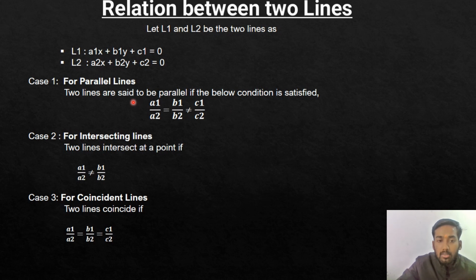For parallel lines, if two lines satisfy this condition, then we can say the lines are parallel. If they satisfy this condition, a1/a2 is not equal to b1/b2, then we can say they are intersecting at one particular point. And if a1/a2, b1/b2 and c1/c2 ratios are all equal, then we can say the two lines are coincident, meaning they both have the same slope and the same points.